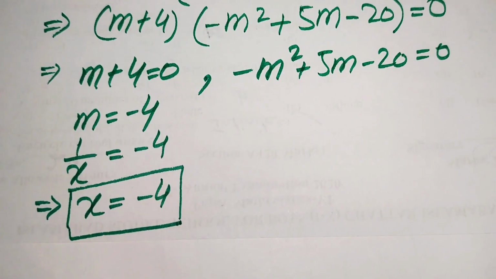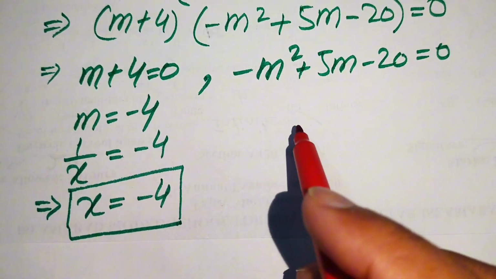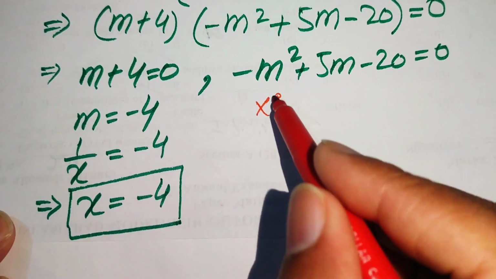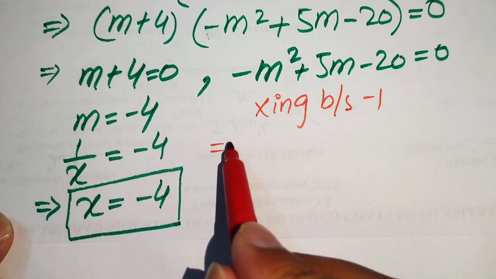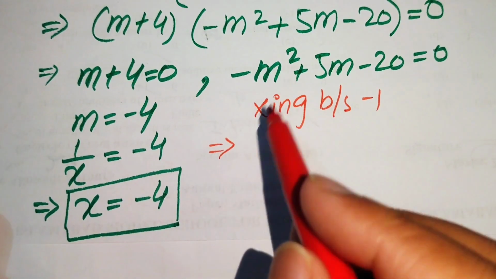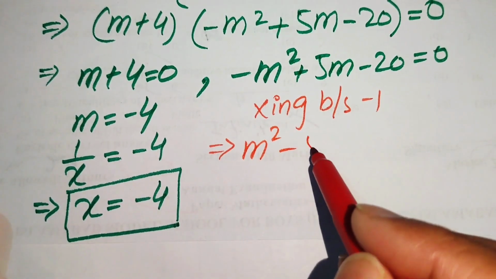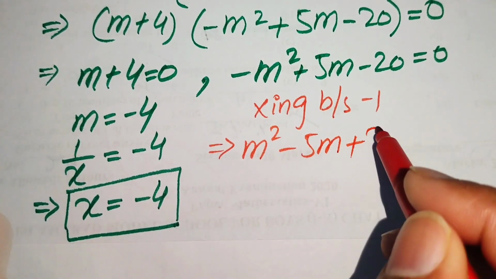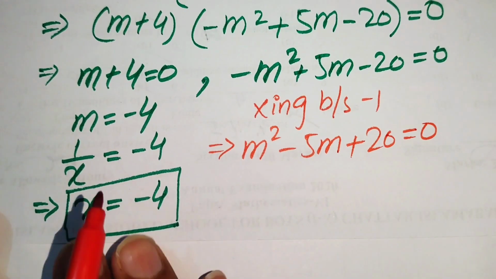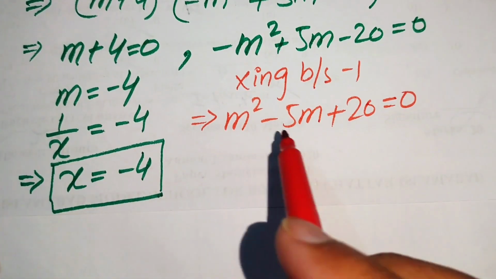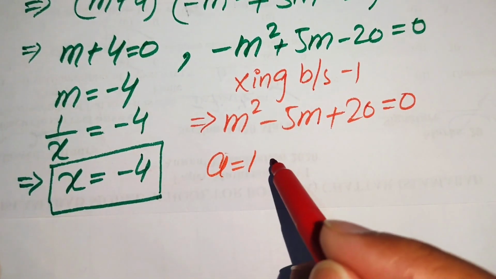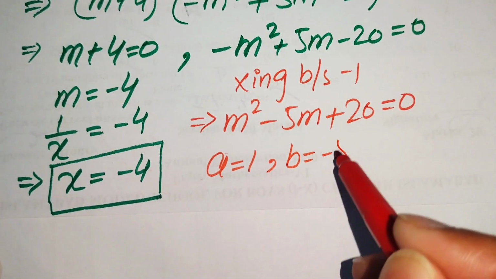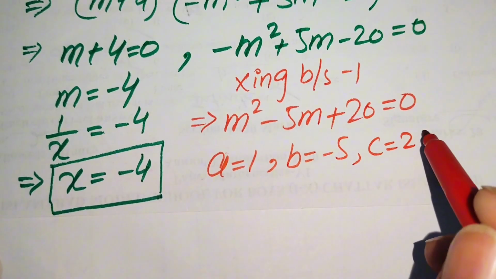And now in order to find the other solutions, we need to solve this quadratic equation. So here, first we write this equation in standard form. We need to multiply both sides by minus 1. When you multiply both sides by minus 1, it is written as m squared minus 5m plus 20 equals 0. Here I can first write the coefficients of this equation: a equals 1, b equals minus 5, and c equals 20.